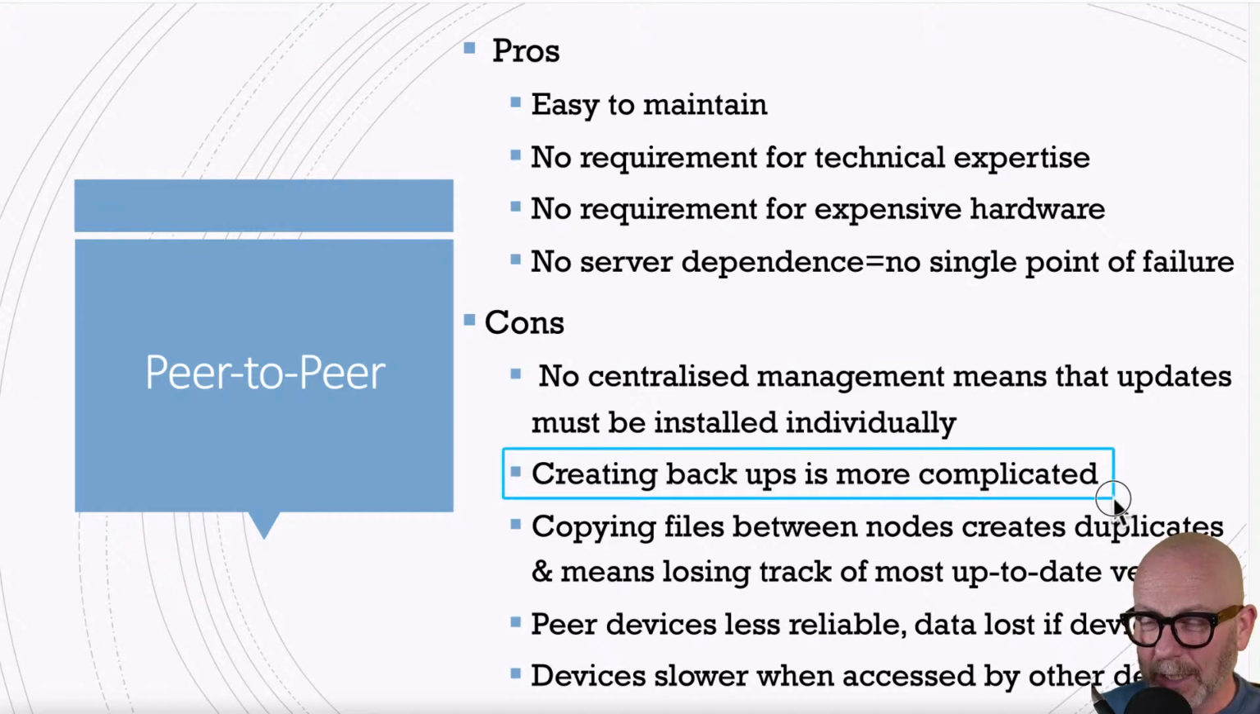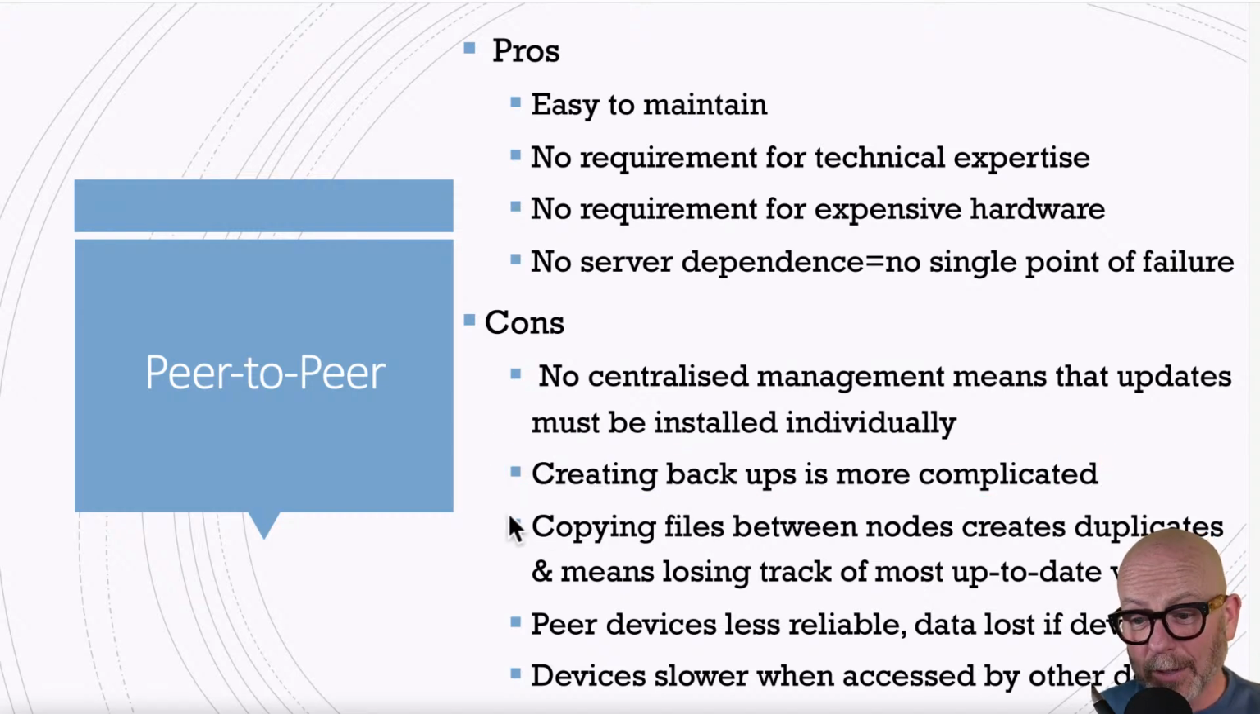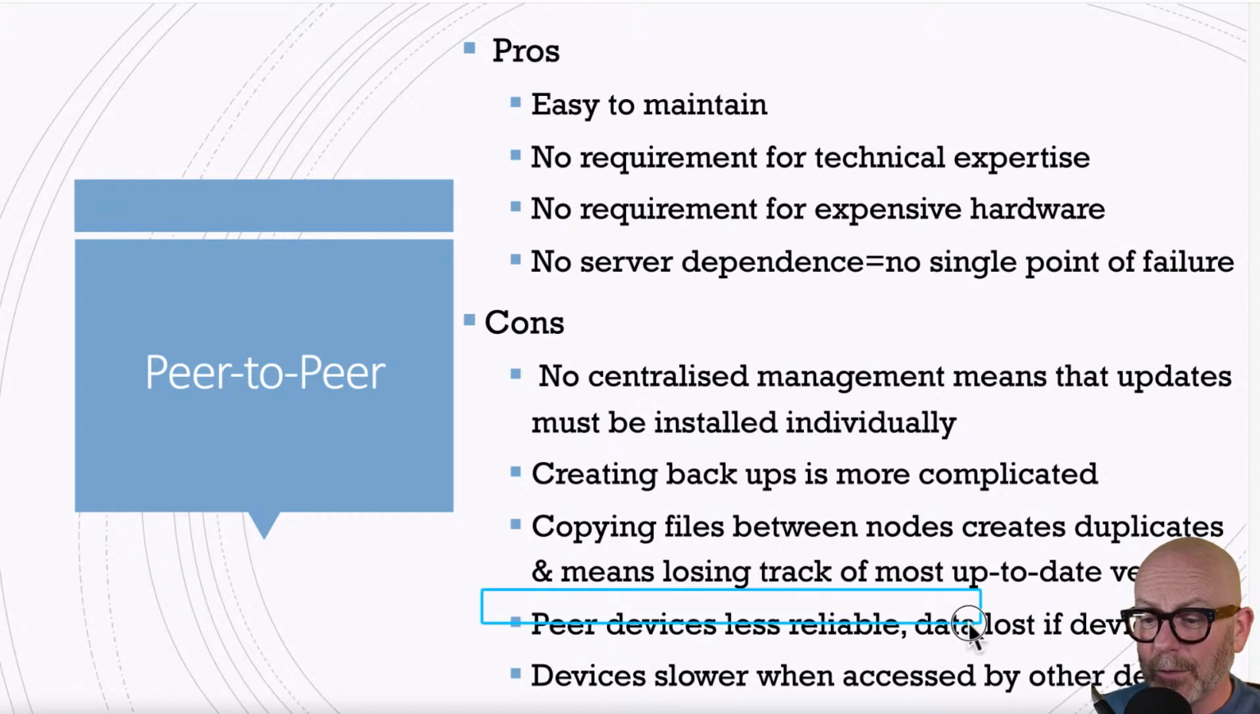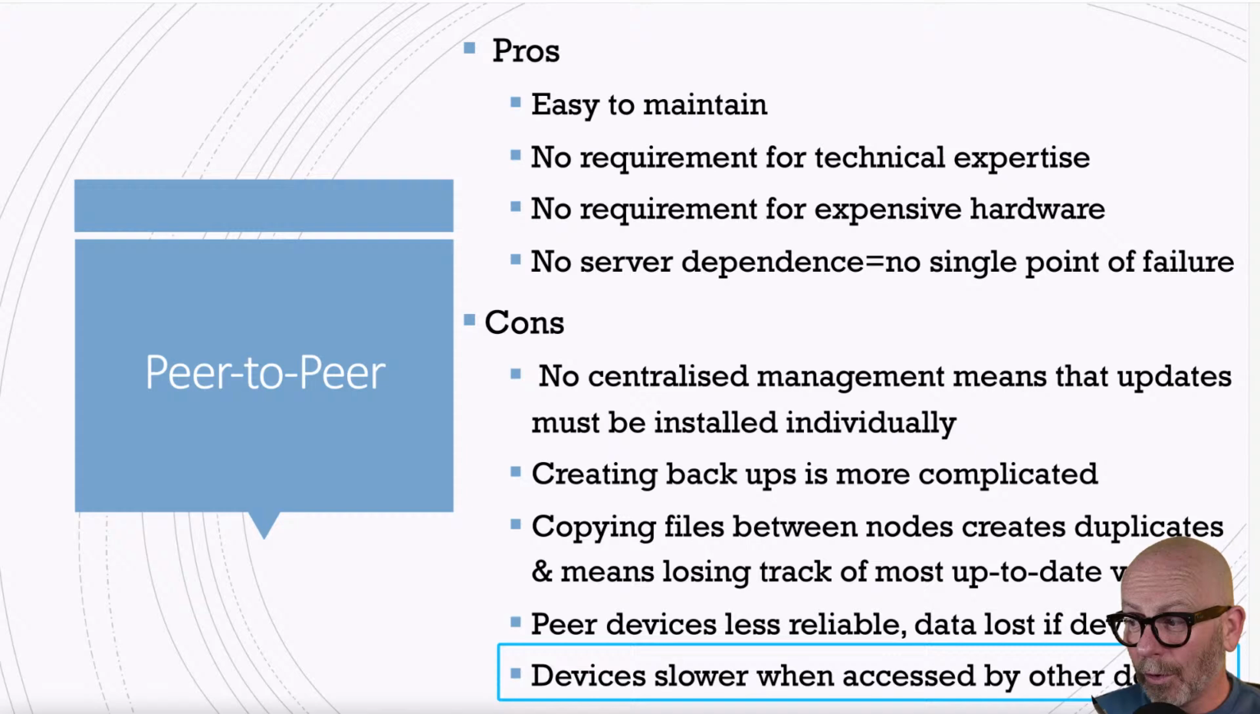You can't make backups. It's very complicated making backups when you've got a peer-to-peer network, and copying between different nodes, different computers, is a pain in the neck. You end up creating duplicates. Sometimes you delete things where you haven't got duplicates. It's just really difficult to manage and organize. And also, peer devices are less reliable. You're more likely to lose data, okay? And also, it's much slower in terms of moving data from A to B.